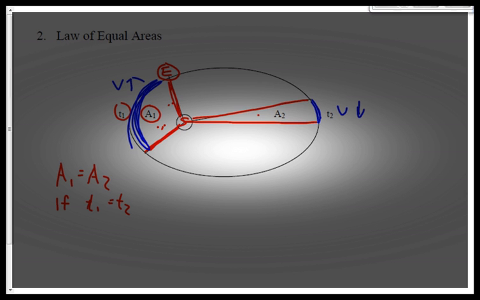As the Earth goes around the sun, it speeds up when it approaches the sun. And then when it gets slingshotted around the sun, it slows down again.